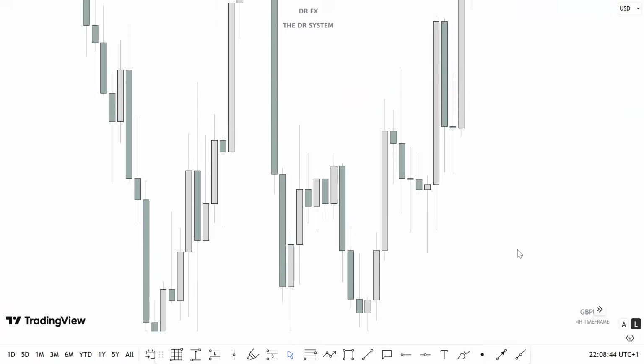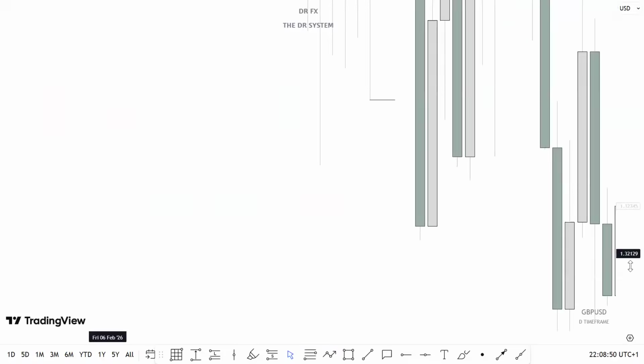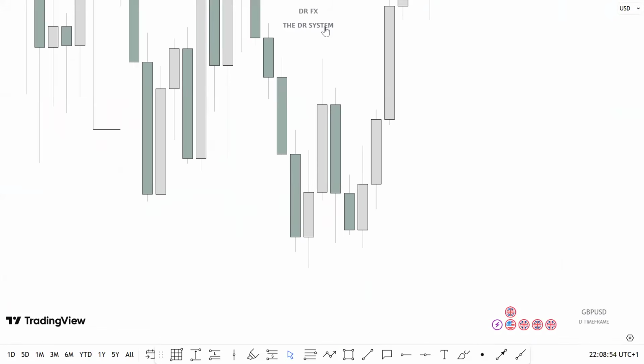So let's take a look at this one right here. What happened right here is, let's go into the daily time frame. Now on the daily time frame, this is what happened. If you remember this particular day, we did have a shadow reject, right? We did have a shadow reject.